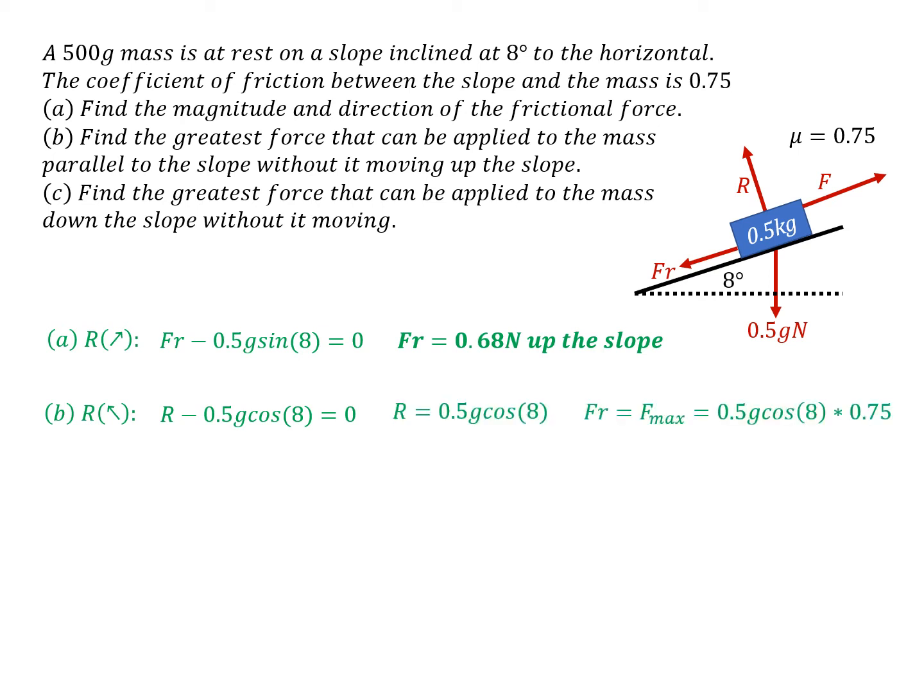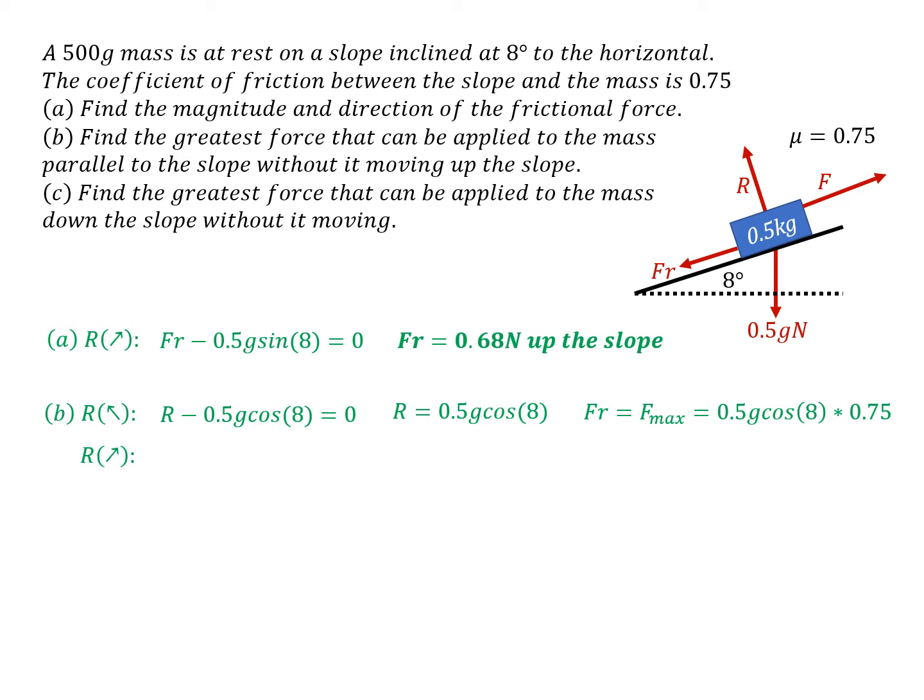So that tells us what R is, and we can also state that the friction, because we want to find the greatest force, we want friction to be limiting. So this friction is going to be F max now, and F max is mu, which is 0.75, times R, which we've just worked out here. So we know what the value of the friction is now.